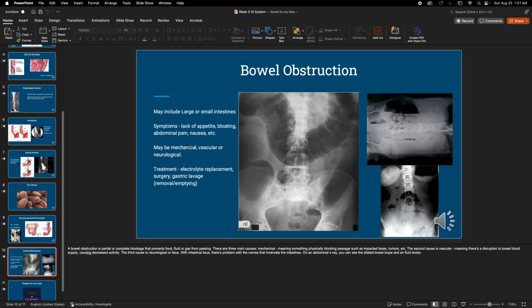It could be mechanical, meaning something's physically blocking it. Vascular, meaning something's wrong with the vascular supply, causing the bowel not to function properly. Could be neurological, meaning there's a problem with the nerves. It's not innervating properly. The nerves are malfunctioning, so the bowel does not undergo its normal peristaltic movement, right? You can go ahead and read this in your own time or listen to the voice prompts that I put here. But let's go ahead and point this out on CT.